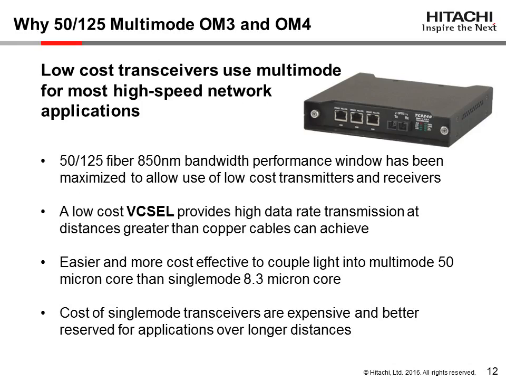Why has the industry decided to concentrate on the use of OM3 and OM4 optical fibers? The answer is cost. The bandwidth optimization of OM3 and OM4 at 850 nanometer, as it is seen in specifications, allows equipment manufacturers to utilize low-cost VCSELs in their transmitters. VCSELs provide high data rate transmission at distances greater than copper cables can achieve. A VCSEL, having a narrow spectral width of a laser, exhibits good modal and chromatic dispersion properties that can take advantage of a high bandwidth property of a laser-optimized fiber.